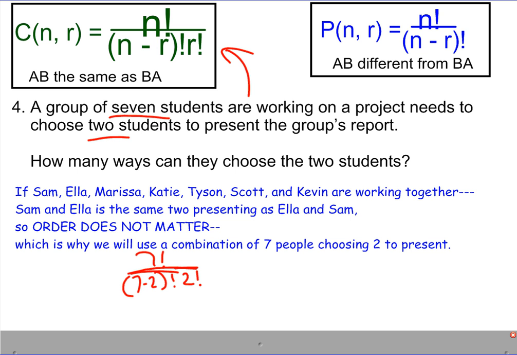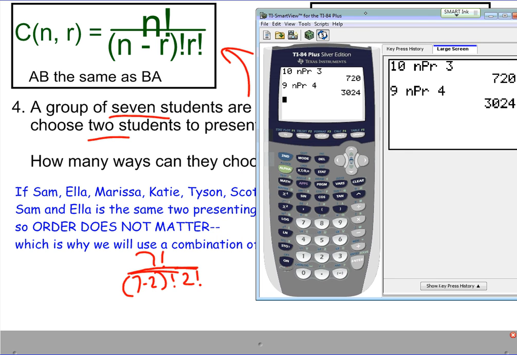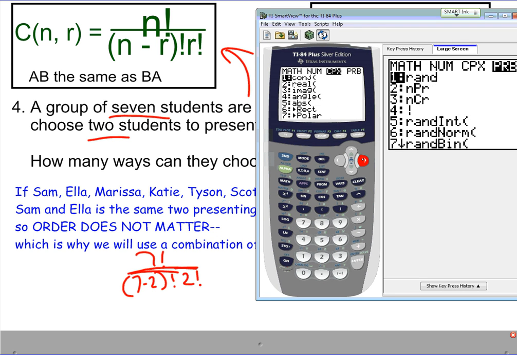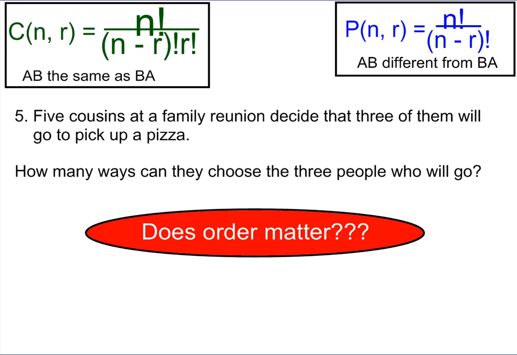This is also on the calculator, and it's in that same area. So if you go 7, math, PRB, look at number 3. I'm choosing 2 kids to do it. There's going to be 21 different possibilities. So that's going to kind of tell me what I do. So combinations are going to be a lot smaller than permutations.